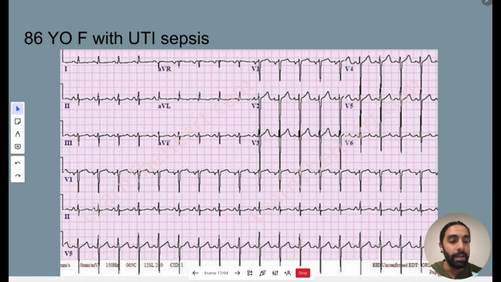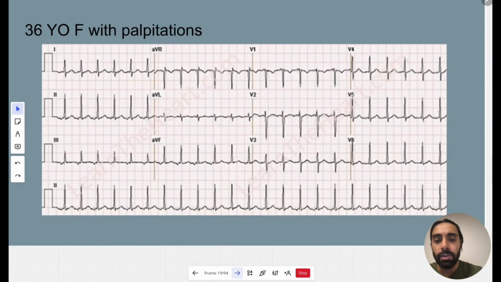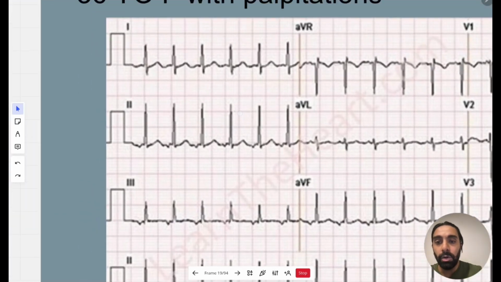If you're having pain, that too. All right, 36-year-old female with palpitations. Again, you can tell that this is already tachycardic. It looks pretty regular. It's narrow complex. And you also see here that there are these inverted P waves. So just like how we saw with a regular rate before, we called it ectopic atrial rhythm.